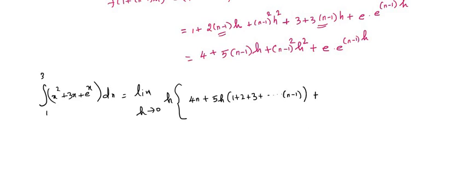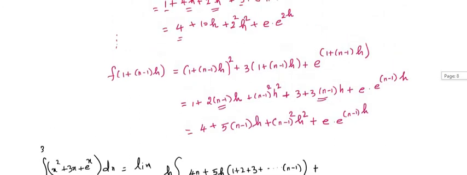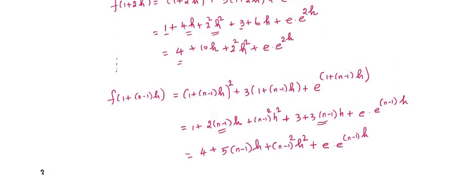Understood? Similarly, the h square term. What did we get? The first term is 1 h square. The second term is 2 square h square. Next term will be 3 square h square. The last term is n square h square. Therefore, if I take this h square common, what will we get?